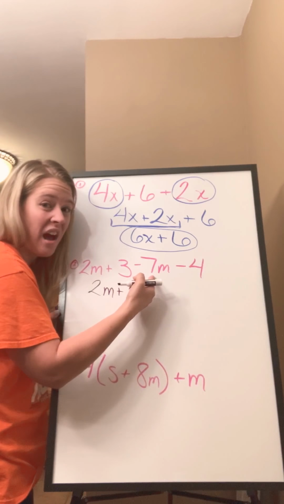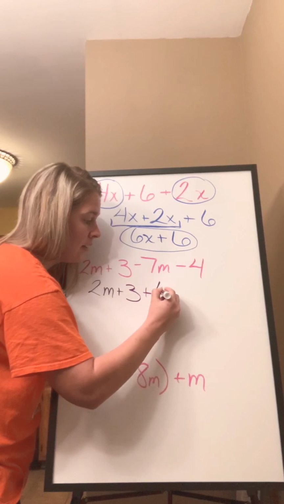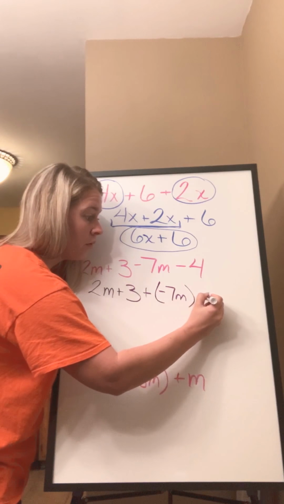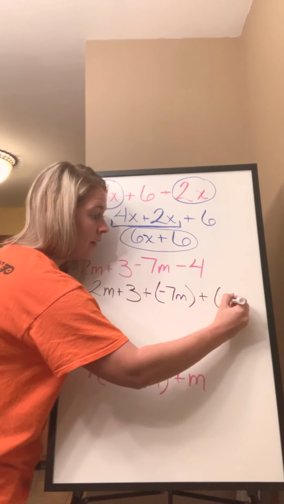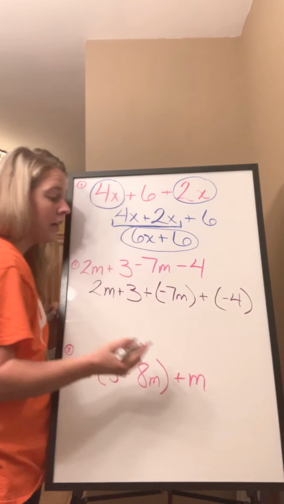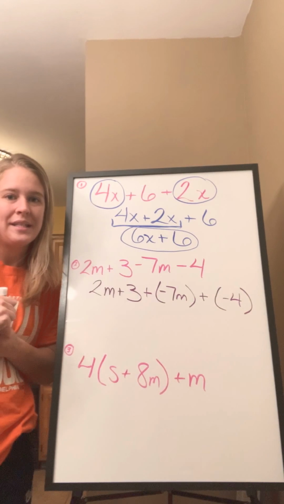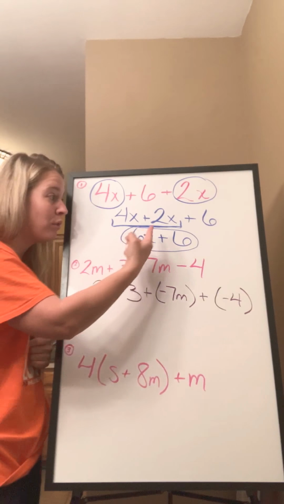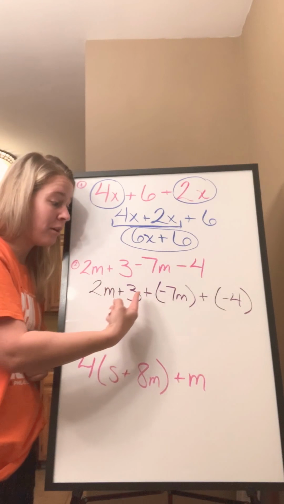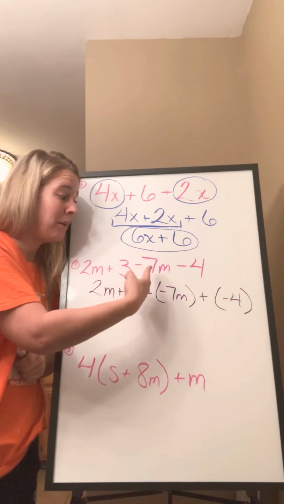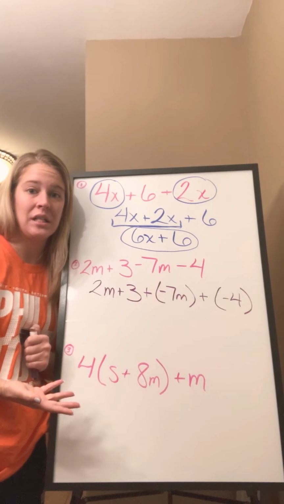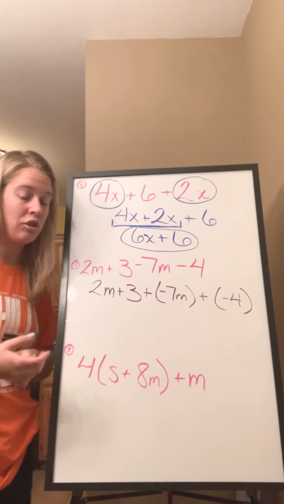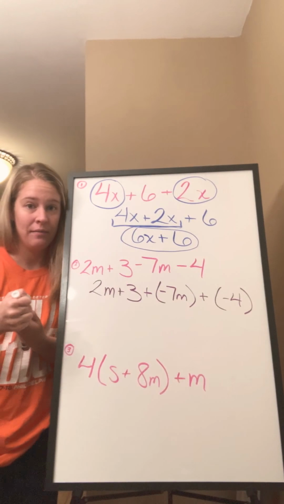plus, what's the opposite of 7m? Negative 7m. Plus, what's the opposite of 4? Negative 4. Right? The reason I do this is so that I can move my terms around, so I can bring my like terms together. And remember, addition is commutative, but if I were to leave it as subtraction, subtraction isn't commutative, so I can't change the order. So that's the reason I'm rewriting this as addition, adding the opposite.